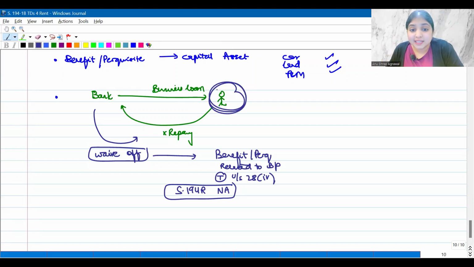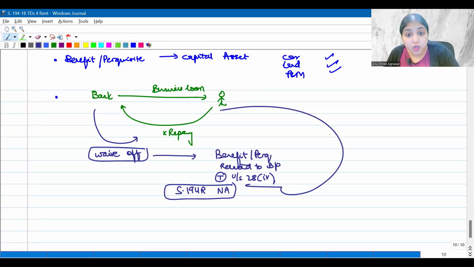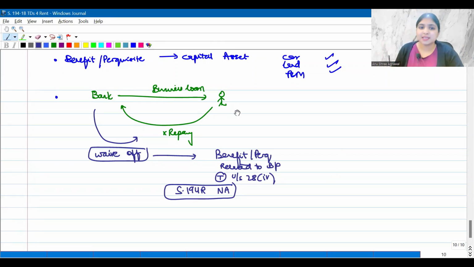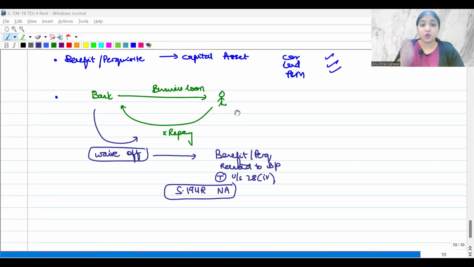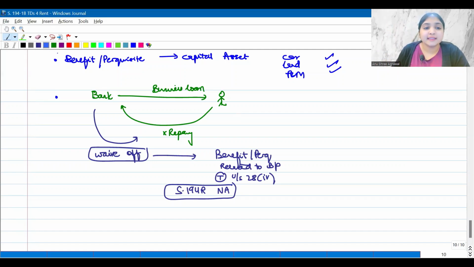Come on, he doesn't have to repay his business loan. Of course, it is a benefit for him. Of course, it is a benefit relating to business or profession. And even under 28 clause 4, it is taxable for him. But still, section 194R TDS will not apply in this particular situation. Okay, guys, then listen to the next point under section 194R.